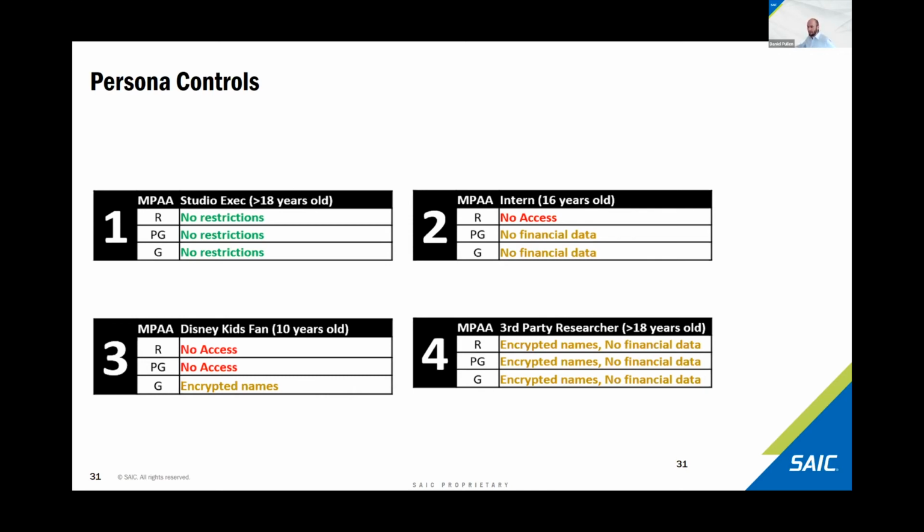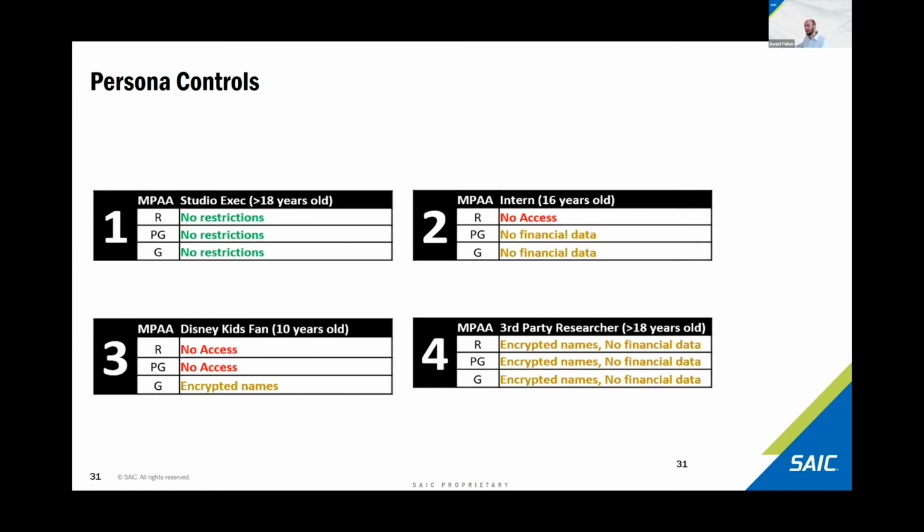For the Disney Kids fan, and I almost skipped one important distinction here. Starting at the intern, you'll see that there's a little bit of a nuance there. In the case of the studio exec, they can see the whole MPAA rating spectrum, and there are no restrictions for each of those. But starting with the intern here, we're actually adding in another level of access control. So not only are we restricting their ability to see records in the data. In the case of the intern, we say they have no access to R-rated movies, so those rows or records in the data system are not even visible to that user at all.